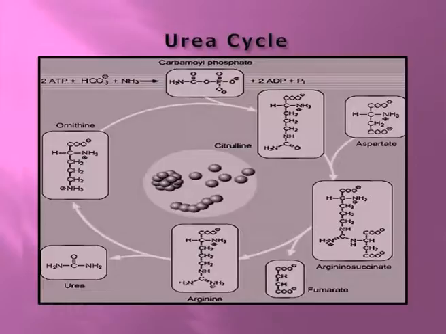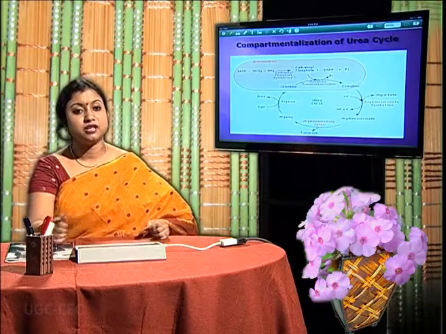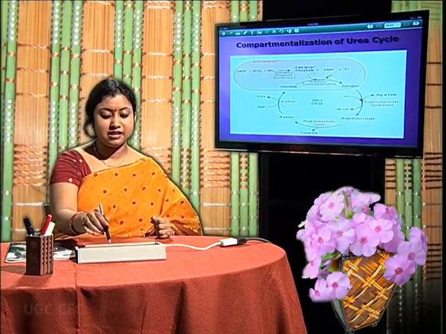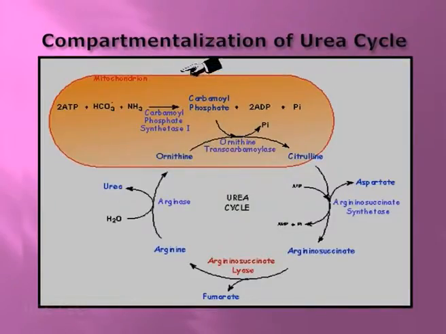Here in this particular diagram we can see that the urea cycle consists of 5 major steps, and this is one molecule of urea, and the 2 nitrogen atoms and the carbon atom come from ammonium ion, aspartate and bicarbonate respectively. One of the interesting features of the urea cycle is that it is compartmentalized. As we can see in the diagram, the first 2 steps of the urea cycle occur in the mitochondrial matrix, whereas the last 3 steps occur in the cytosol.